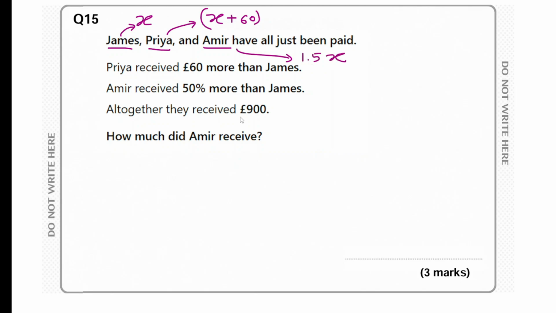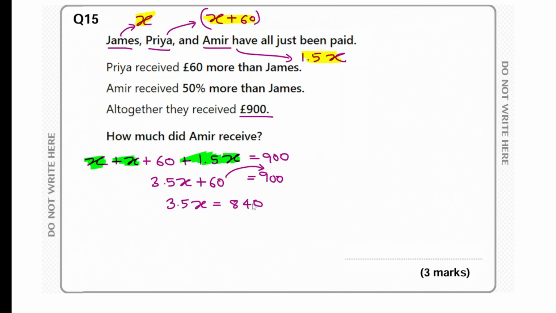Altogether, they received 900. So the sum of these three, x, x add 60, and 1.5x should be 900. Let's collect the like terms together. I have x add x, 2x. 2x add 1.5x is 3.5x. 3.5x add 60 is equal to 900. Let's move the 60 to the other side. I get 3.5x is equal to 840. So now I need to divide both sides by 3.5.